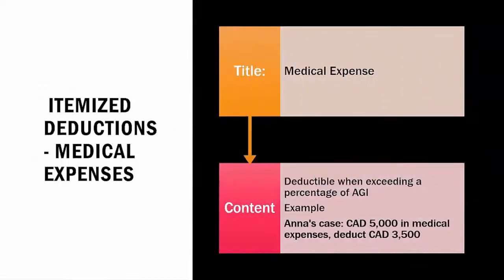A. Medical expenses. Taxpayers can deduct medical expenses that exceed a certain percentage of their adjusted gross income, AGI. This percentage threshold is set by the government and varies. Example: suppose Anna has an AGI of $50,000 and incurs $5,000 in eligible medical expenses. If the threshold for medical expense deductions is 3% of AGI, Anna can deduct expenses exceeding $1,500, 3% of $50,000. Therefore, she can deduct $3,500, $5,000 minus $1,500, from her taxable income.